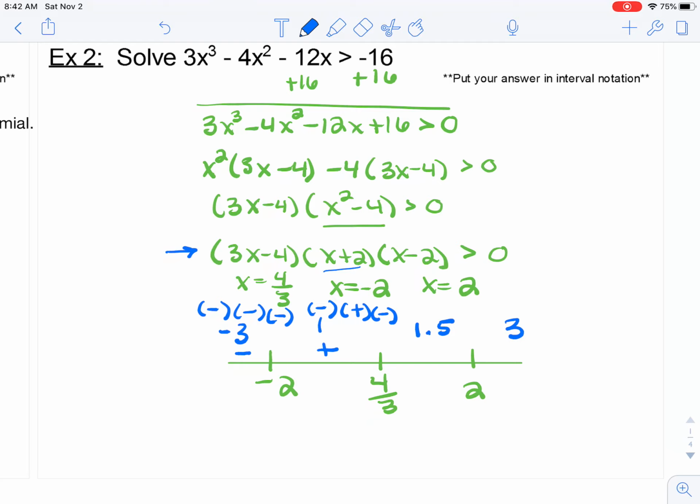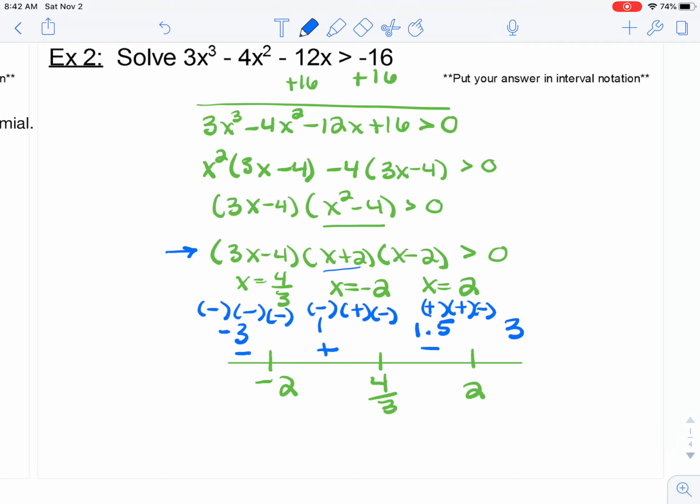So if I plug in 1.5, 3 times 1.5 minus 4, that's going to give me a positive value. 1.5 plus 2, that's going to give me a positive. And then 1.5 minus 2 is going to give me a negative number. So a positive times a negative would be negative.